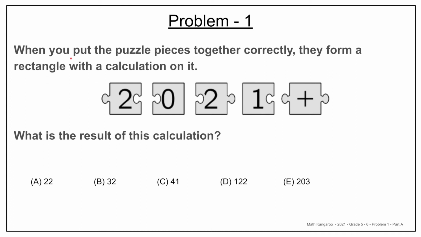Problem 1. When you put the puzzle pieces together correctly, they form a rectangle with a calculation on it. What is the result of this calculation? These are our options. So we have to put these puzzle pieces together correctly. For this type of puzzle, I always find out the corner pieces first.